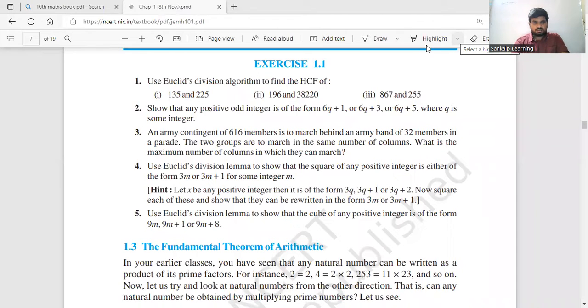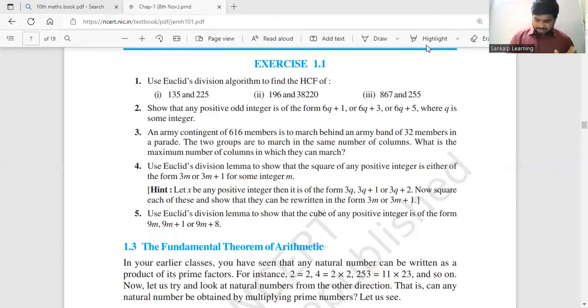The 3rd question will be the last question in this exercise, because in the previous video we have already completed the 1st one, 2nd one, and the 4th one. Only the 3rd question and 5th question were pending. So we have finished with the 5th one. Now the 3rd question. An army contingent of 616 members is to march behind an army band of 32 members in a parade. The two groups are to march in the same number of columns. What is the maximum number of columns in which they can march?